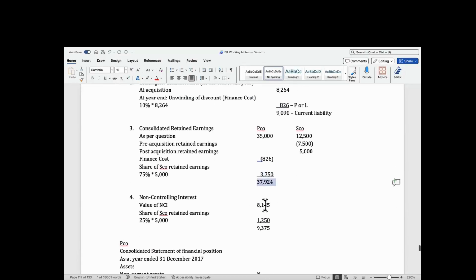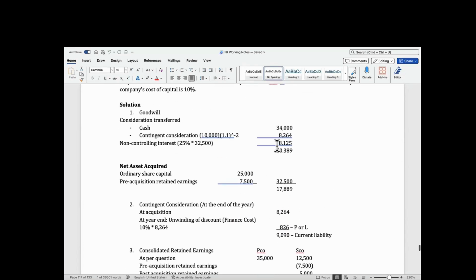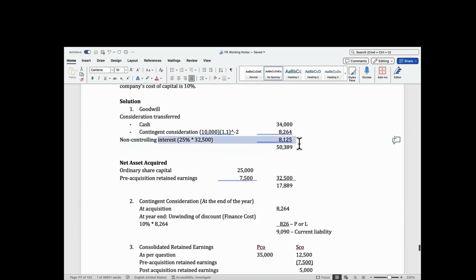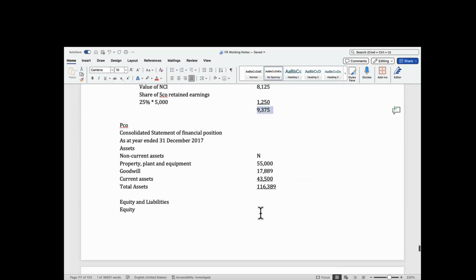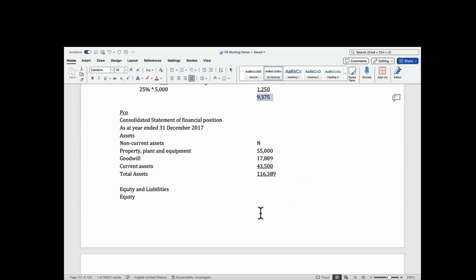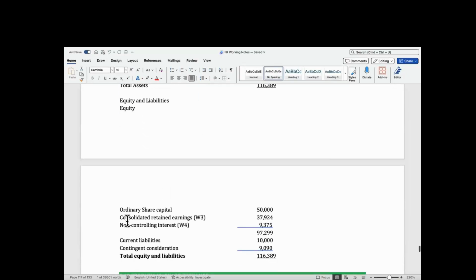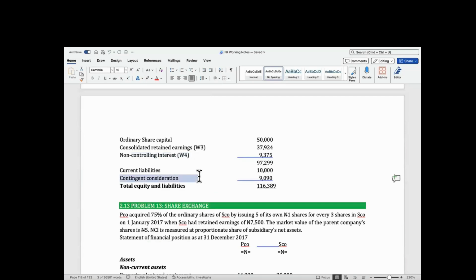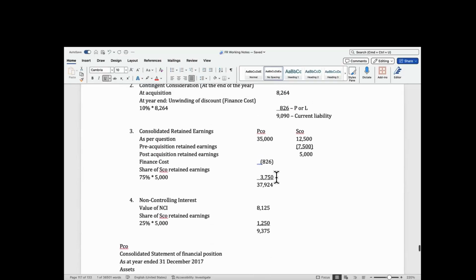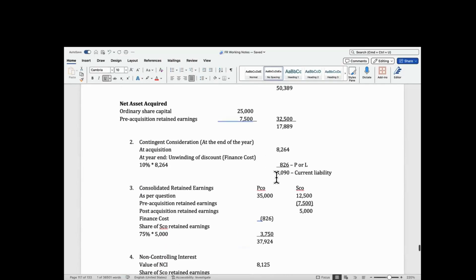And NCI, the value of NCI is 8125. This 8125 that we got here, up here. And he also takes his own share of the subsidiary's retained earnings. Then he has his value. Then we consolidate by adding the parent and the subsidiary's figures together, then picking goodwill, consolidated retained earnings, and NCI from our workings. And not forgetting to add the contingent consideration as part of your liabilities, this 9090 from our workings as well, in workings 2 here.